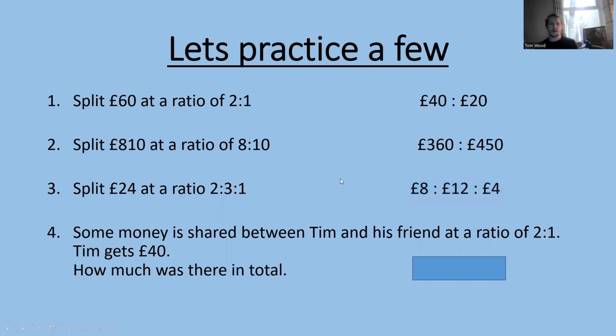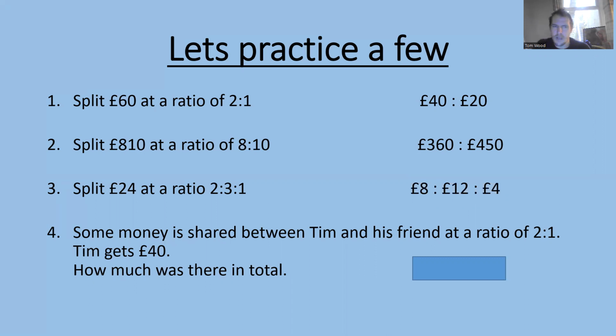For question 3, then, what we have here is £24 split at a ratio of 2 to 3 to 1. It's the exact same concept. It doesn't matter that this is being split between 3 different things. It is still the exact same. So I've got 24 divided by 3 will give me £4. Once I've got that 4, I know that is one part. So that's going to be my part on the right. The person on the far left is getting double that, so that's going to be 8. And the person in the middle is getting 3 times that, so that will be 12.